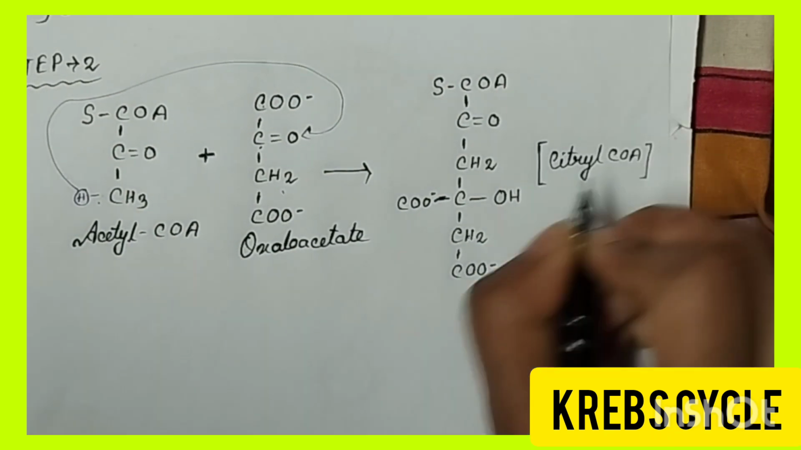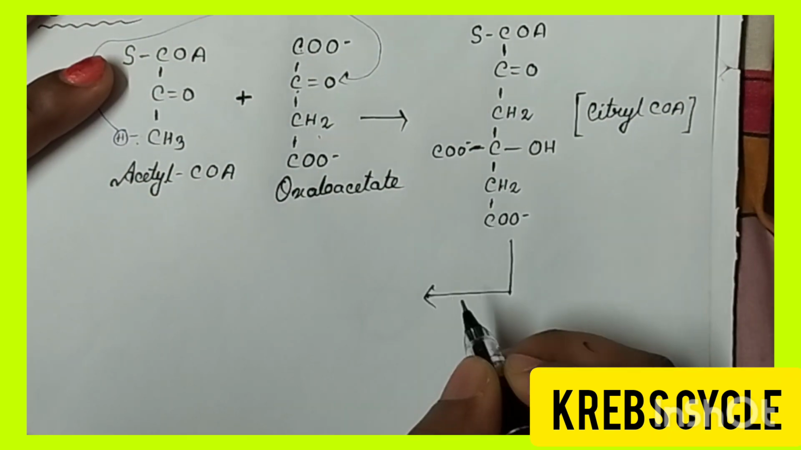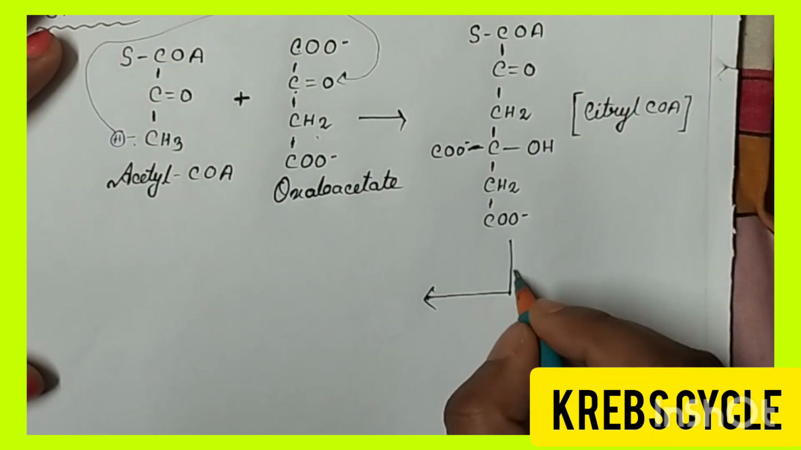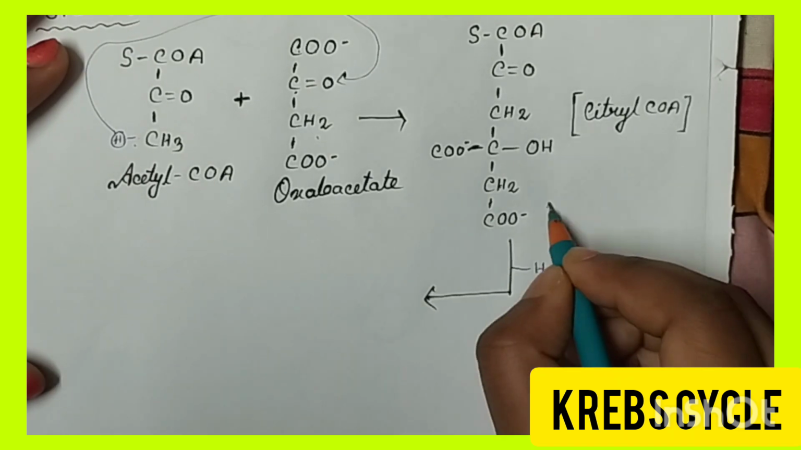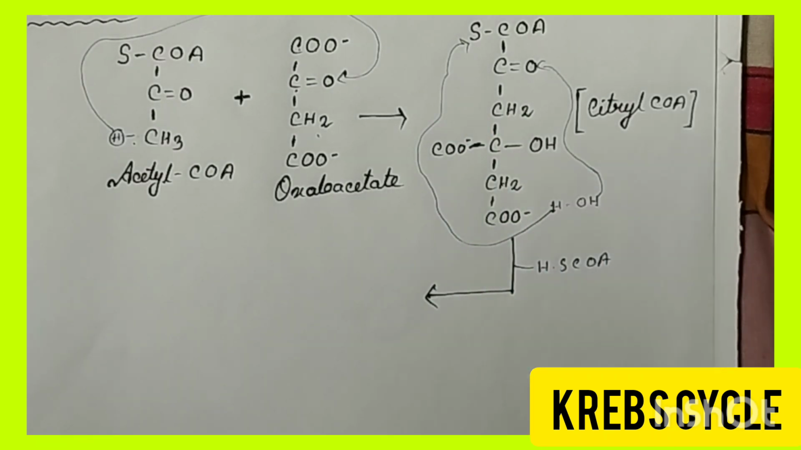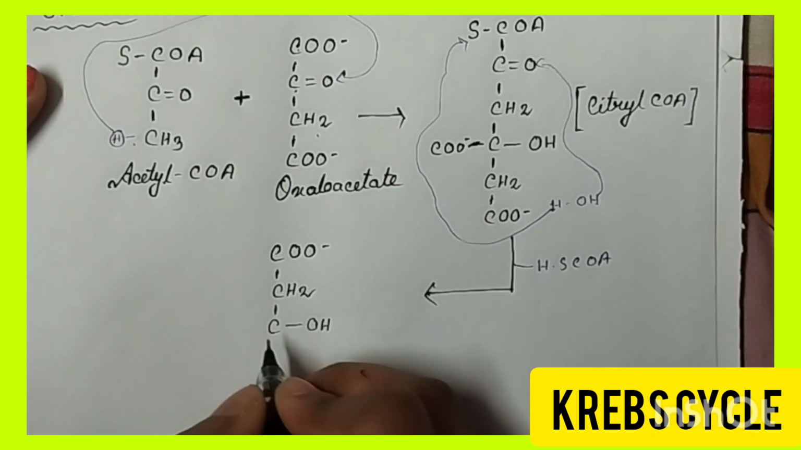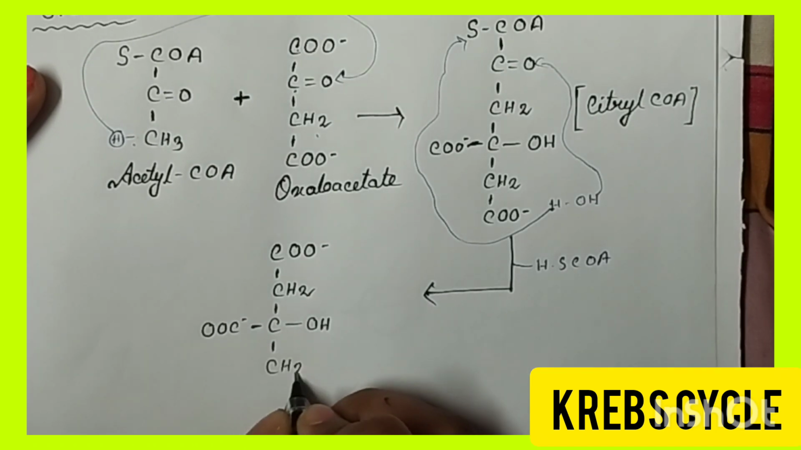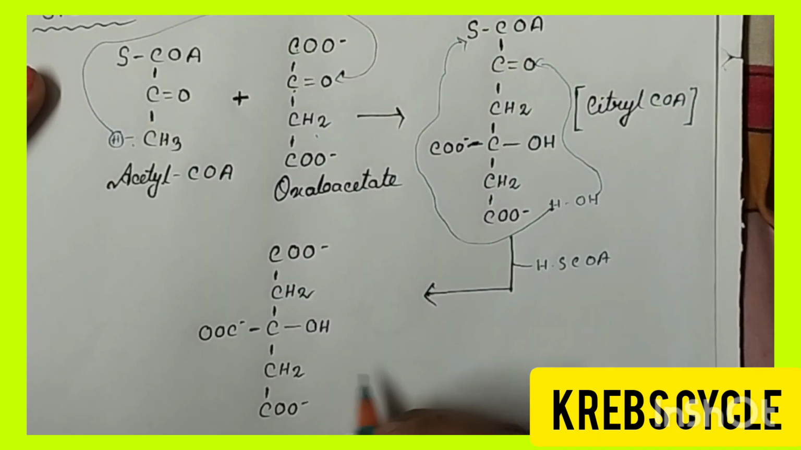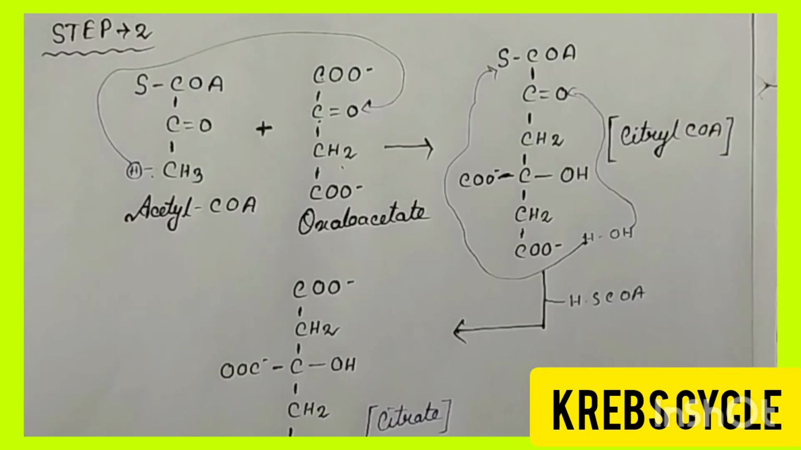Citryl CoA combines with HOH in these reactions, but that is not mandatory to show. HS CoA is eliminated from citryl CoA and citrate is formed. As citric acid is the first compound of the Krebs cycle, this cycle is also known as the citric acid cycle. Moreover, since citric acid contains three carboxyl groups, the cycle is also known as the tricarboxylic acid cycle.